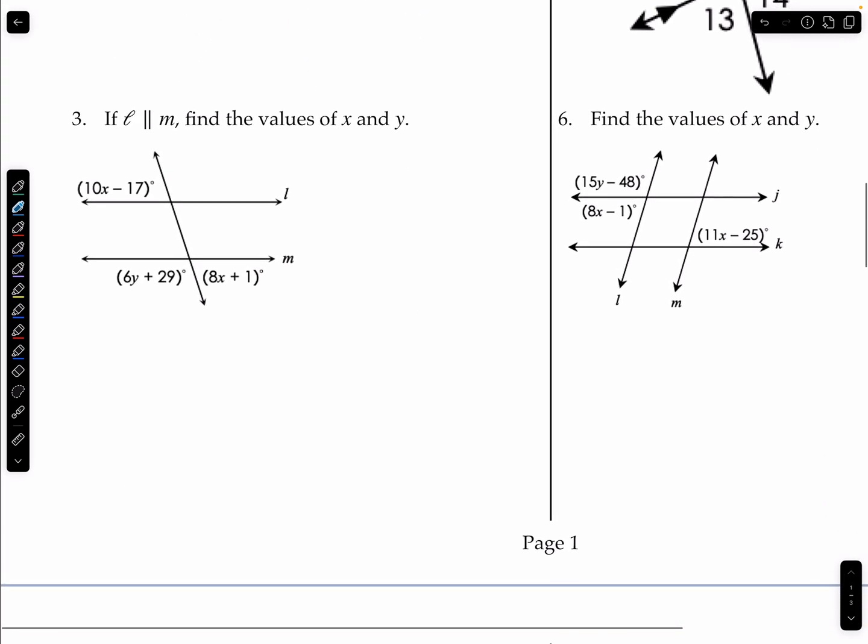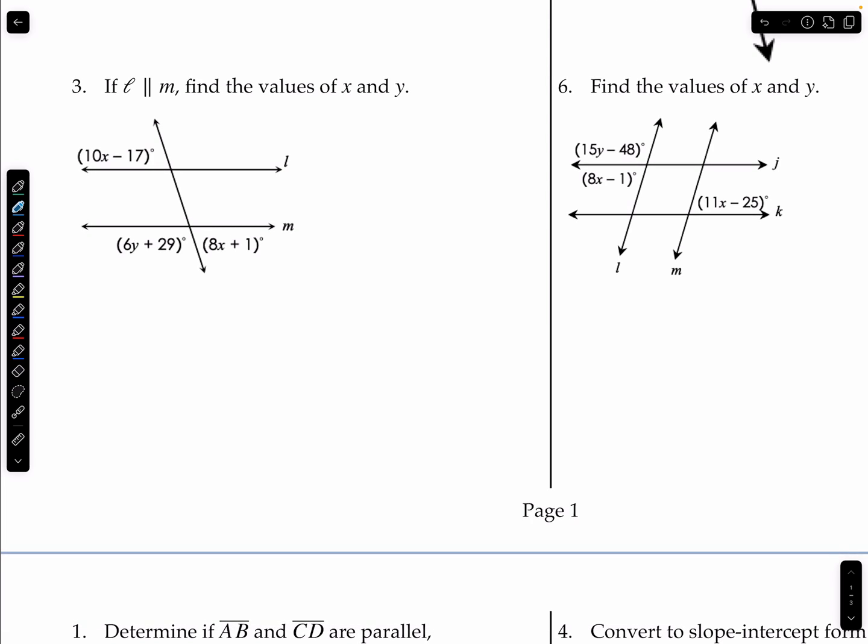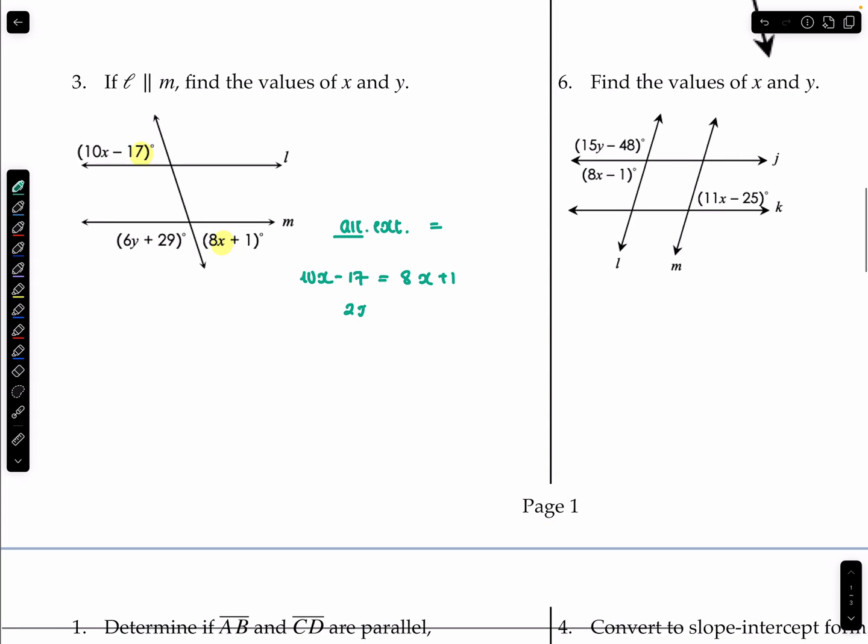Now these problems get a little bit more complicated because there's x's and y's. That said, when we look at this angle and that angle, we can see that those are alternate exterior angles. And because they're not the same side ones, they're just equal. So 10x minus 17 equals 8x plus 1. So this tells us that 2x equals 18, and so x here equals 9. Once we have 9, we're going to plug back in. This gives us 73 degrees, and this gives 73 degrees.